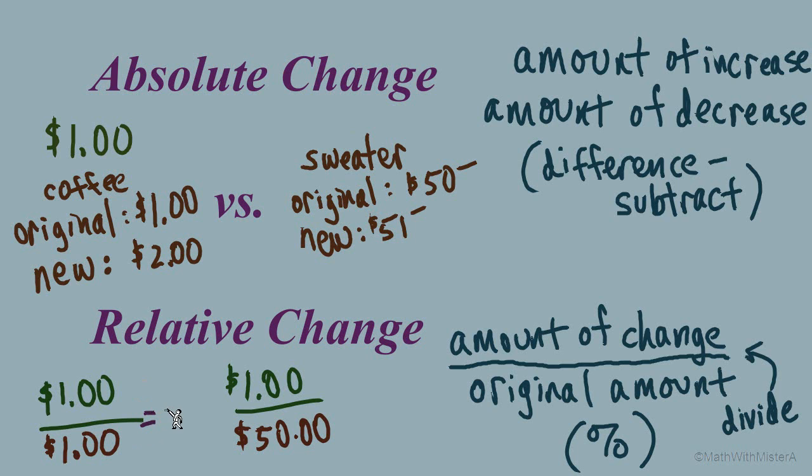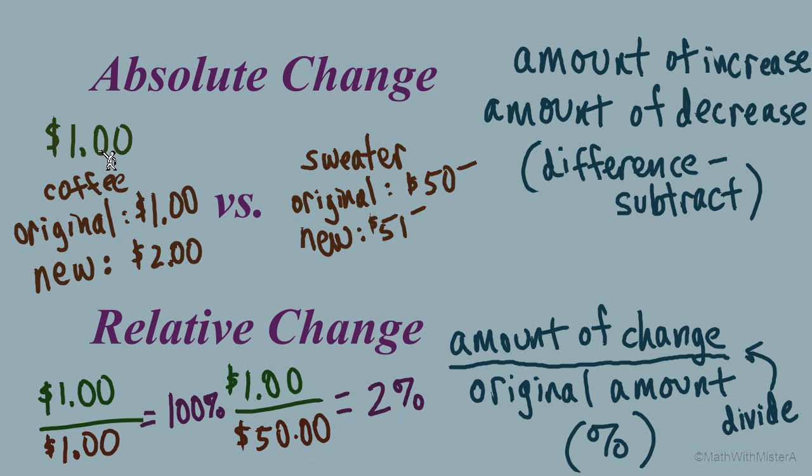The $1 over $1 equals 1 whole, and 1 whole is 100%. So we can say, well, the amount of the change was exactly 100% of what that original price was. Whatever it cost to begin with, you've basically made that the increase, 1 plus 1, up to $2. But the sweater, 1 out of 50 is only 2%. It felt like a small change because compared to the original price, it is a small amount.